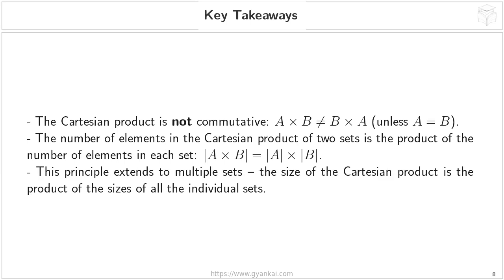Finally, this idea isn't limited to just two sets. This principle extends to any number of sets. If you have sets A1, A2, all the way up to An, then the number of elements in their Cartesian product, A1 cross A2 cross ... cross An, is simply the product of the number of elements in each individual set. So, you multiply the cardinality of A1 by the cardinality of A2, and so on, up to the cardinality of An. Keep these 3 points in mind, as they form the foundation for working with Cartesian products. In the next slide, we'll address some common mistakes students make when dealing with these concepts, so you can avoid them in your own work.